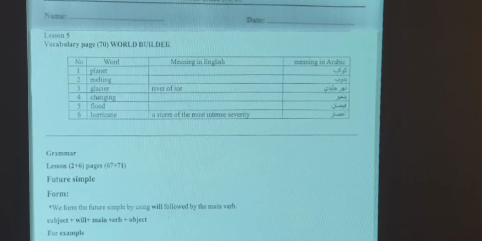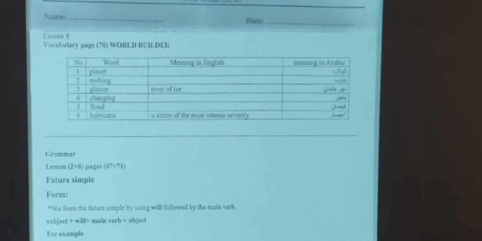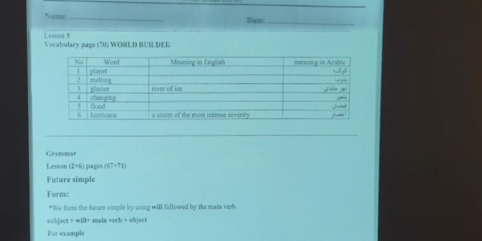Planet, كوكب. Again, planet, كوكب. Number 2. Melting, يذوب. Again, melting, يذوب. Number 3, glacier, river of ice, نهر جليدي. Again, glacier, river of ice, نهر جليدي.